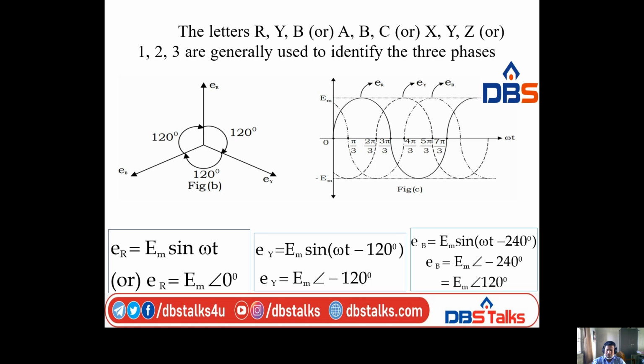From this 4 pi by 3 to 5 pi by 3 there is 120 degrees, and then it goes to the maximum value. Here, negative maximum of EY is there. Like this, we have to draw the three-phase balanced system. Each and every phase will start 120 degrees apart from each other.